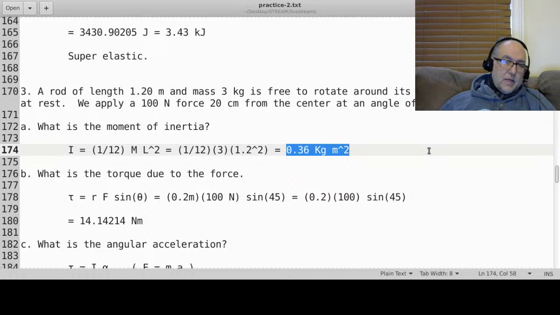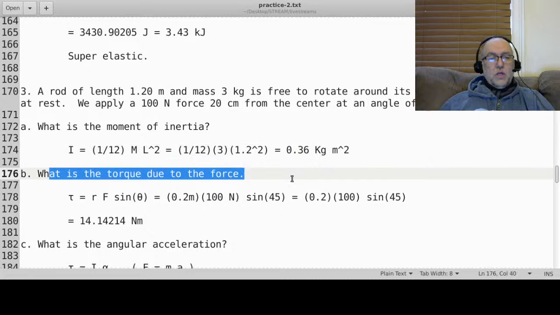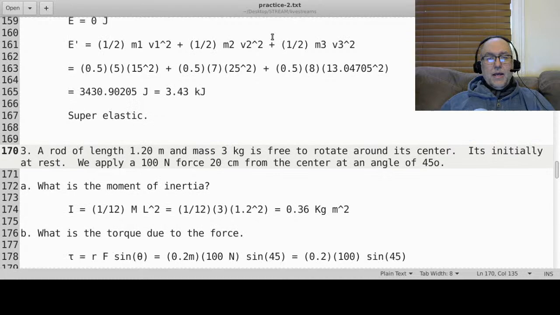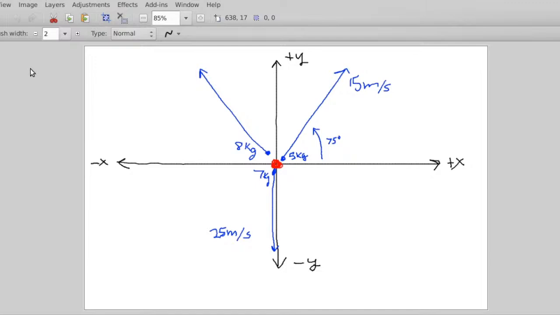And then the next question is, what is the torque due to the force that we're applying? For this one, just before jumping in and answering questions, let me draw a picture so you have an understanding of what's going on here. Let me create a new whiteboard, and let me close this one, because I'm afraid that if I don't close it, it's going to crash again.